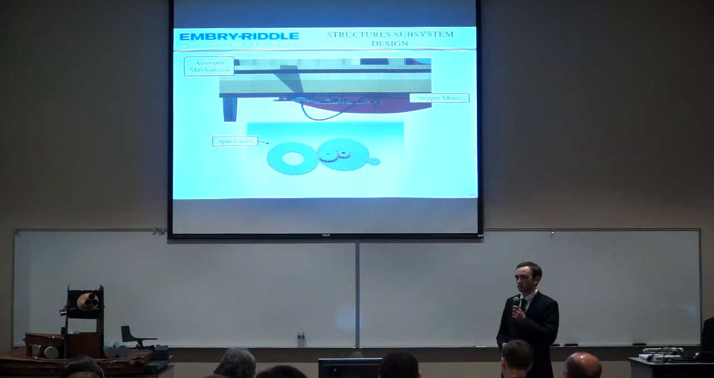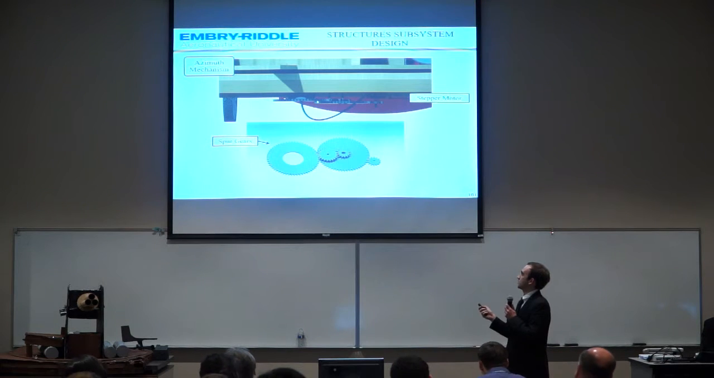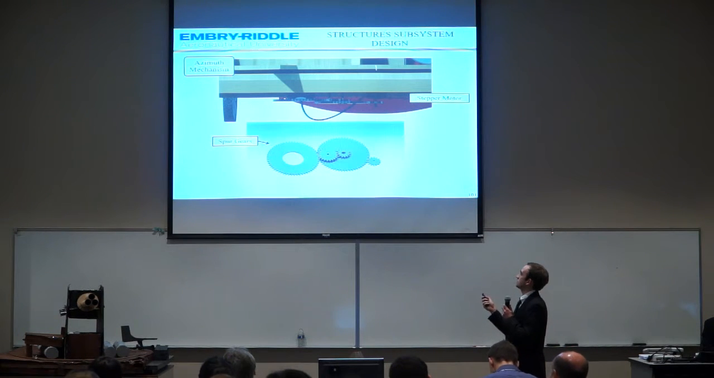Now looking at the azimuth mechanism, on the underside of the platform we have a gear train connected to a stepper motor as well. This goes through an ultimate gear ratio of 17-to-1 to provide us with accuracy and torque.